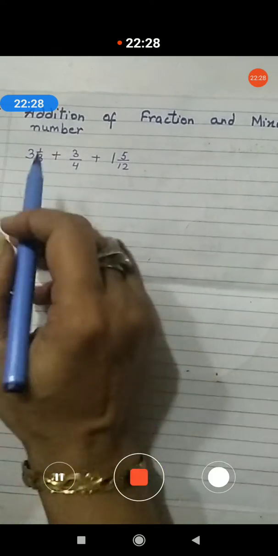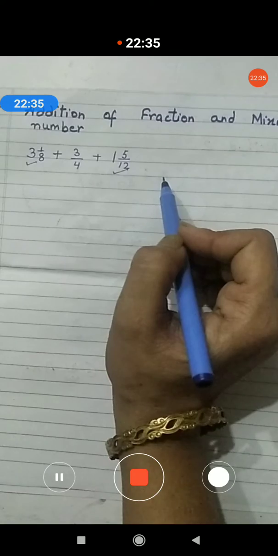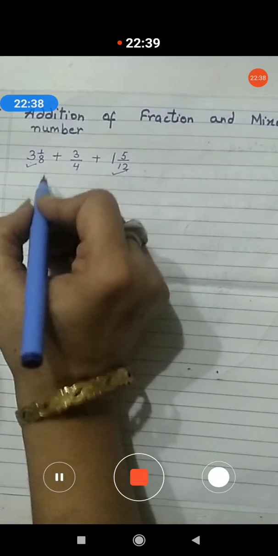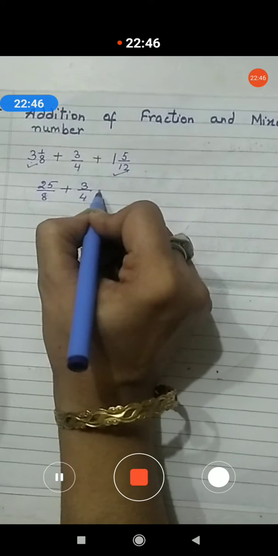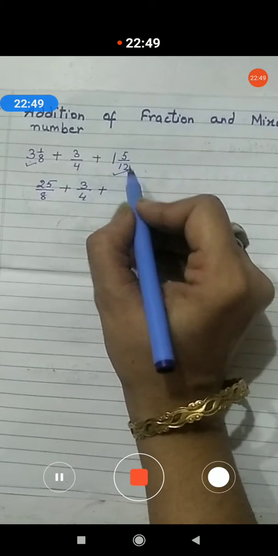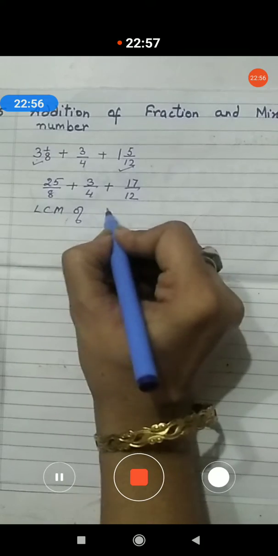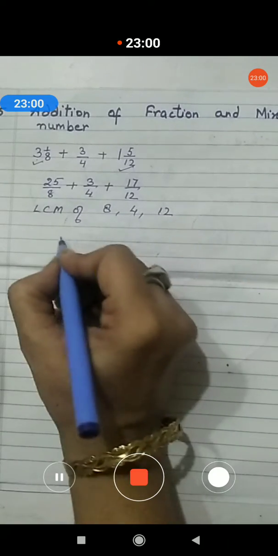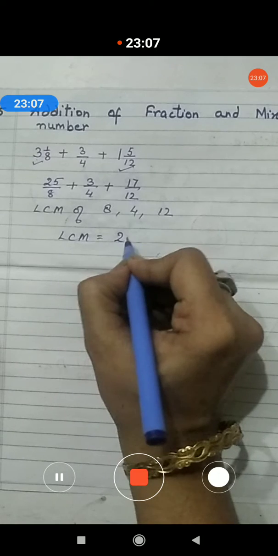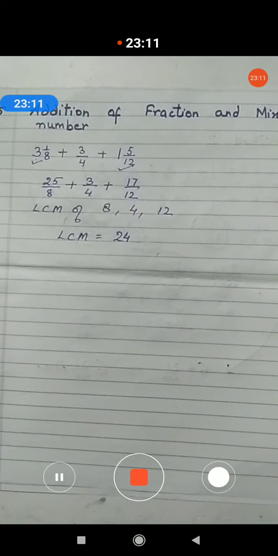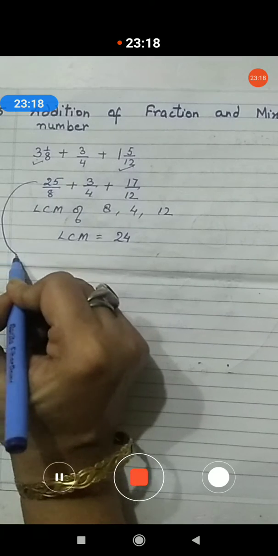So we will change this, which is a mixed number, into improper fraction. 3 8s are 24, 25 upon 8. This we will write as it is. Then 17 upon 12. Now take out the LCM. Now LCM we have got is, if you want to do that, your LCM you will receive will be 24. Fine. Now one by one we'll bring the values down.